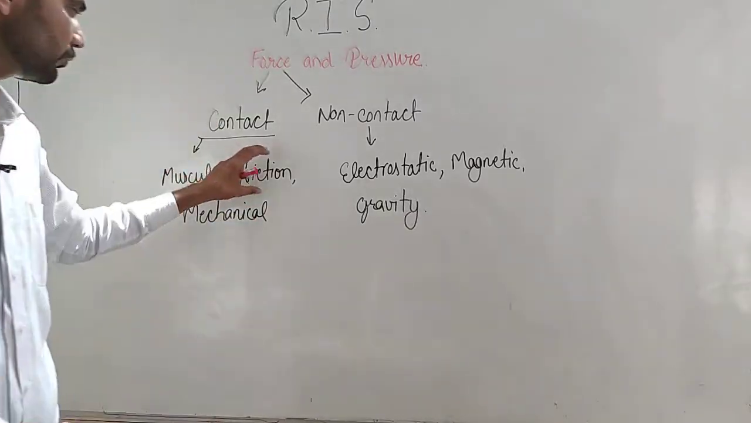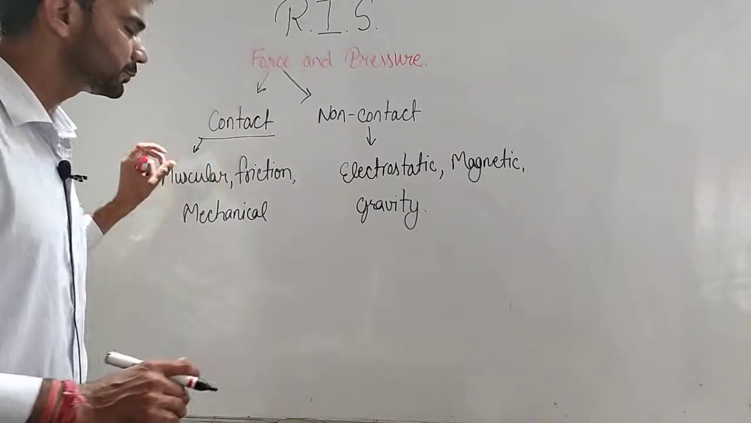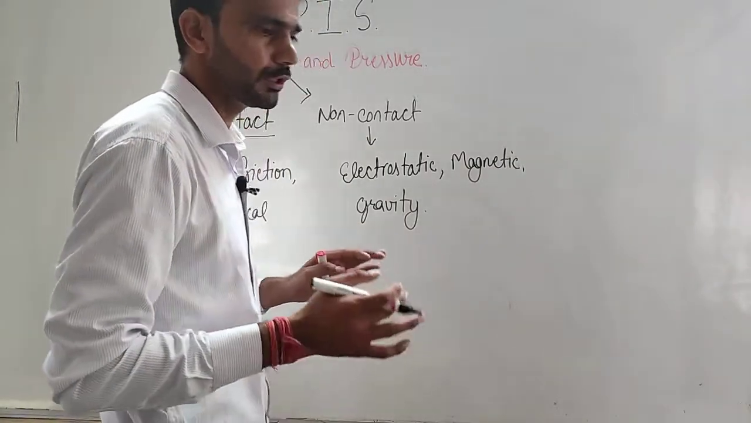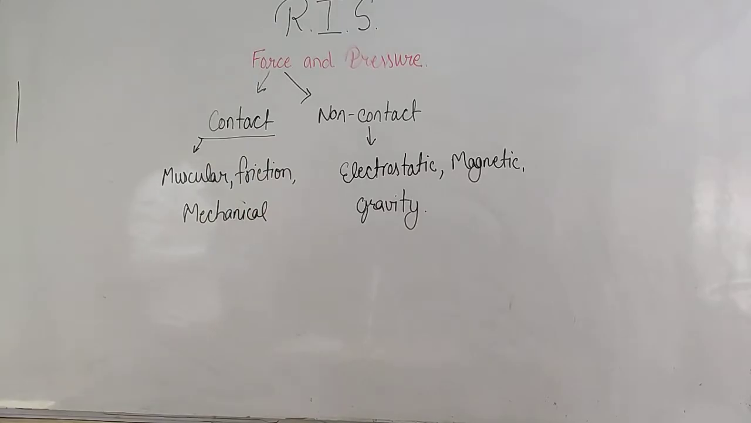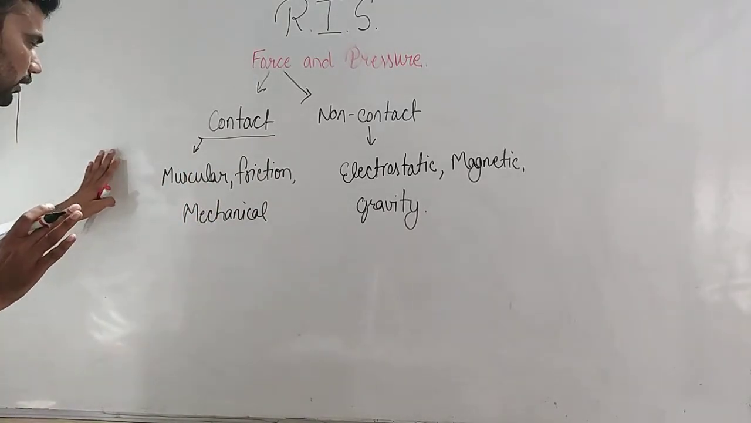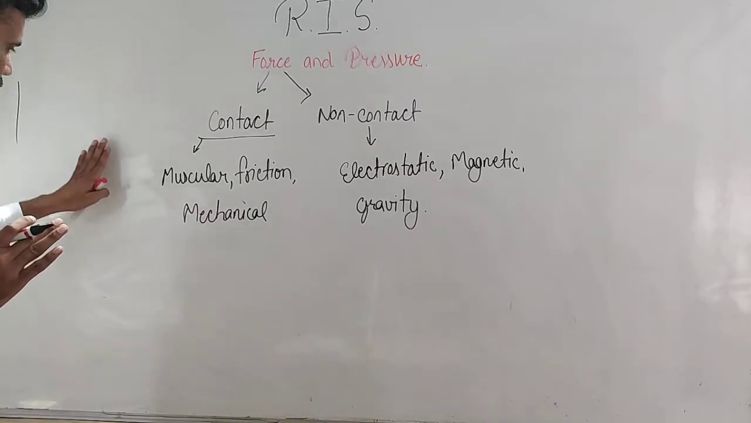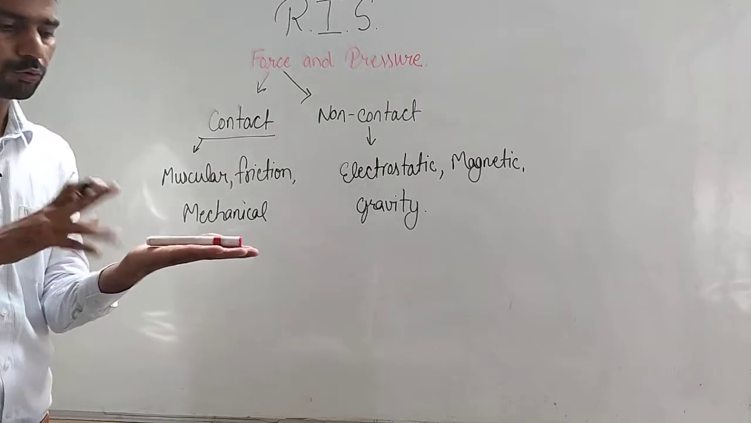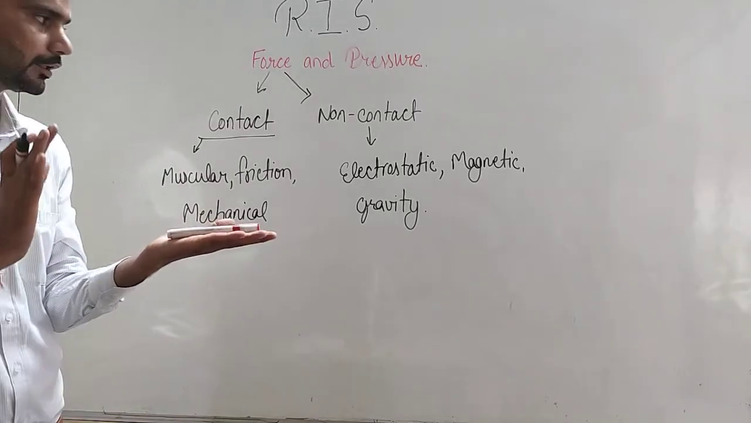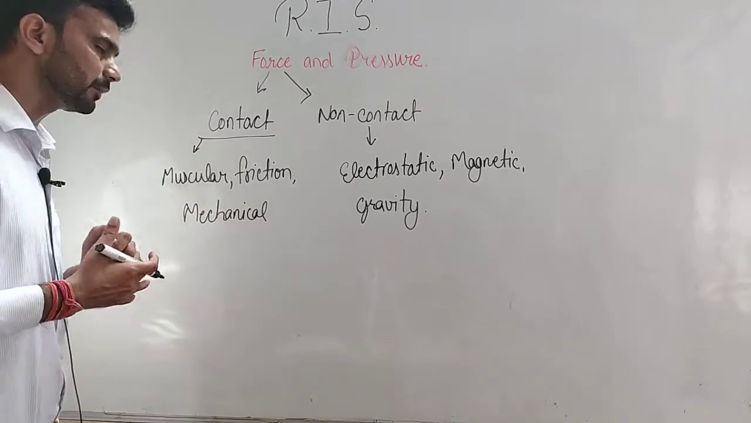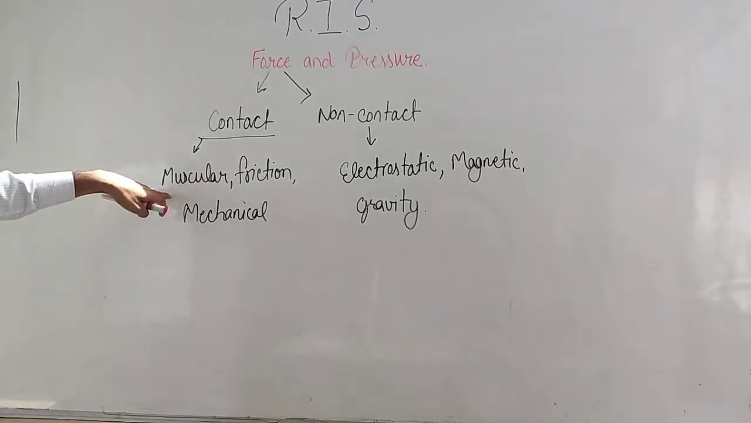Now we will discuss these forces. What is muscular force? The force applied by the muscles is known as muscular force. If you want to exert a force with the help of your muscles, then you have to touch the object. Suppose I want to push this board. Without touching this board, I cannot push it. If I want to push this pen, without touching, I cannot push it. So muscular force is the force which is exerted by the muscles of our body.